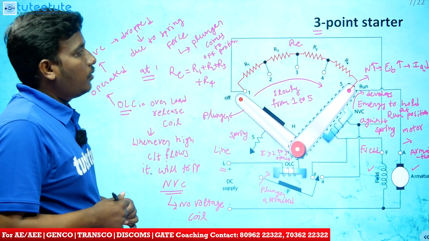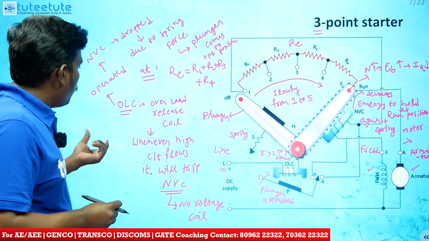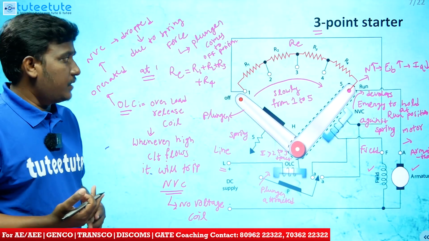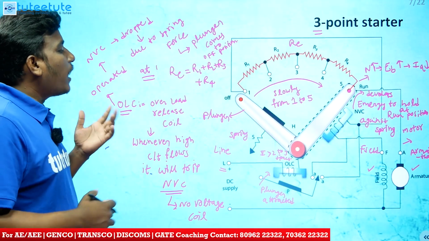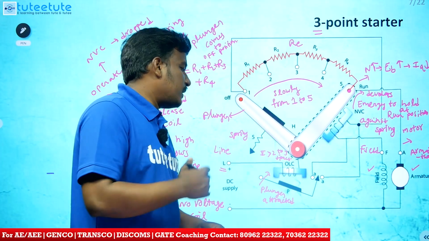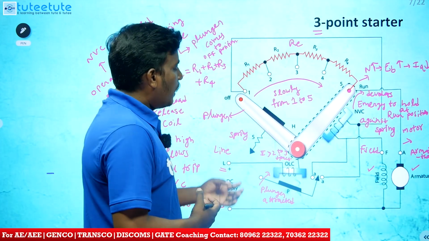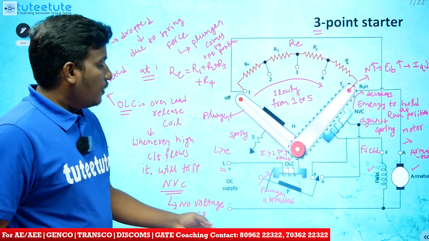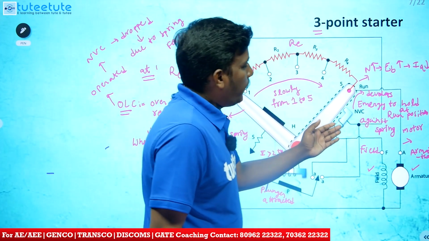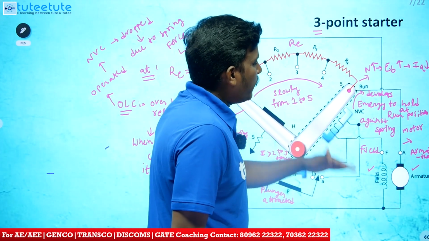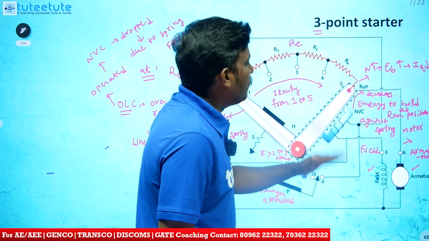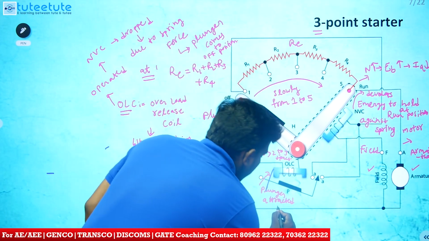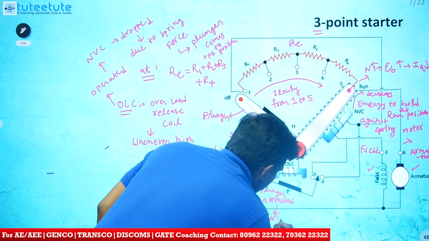The purpose of the OLC is to protect our motor from high currents. How does it protect? Whenever high current flows, it generates high magnetic energy and attracts the plunger, so that the NVC is de-energized. Plunger attracted, and the NVC is de-energized.